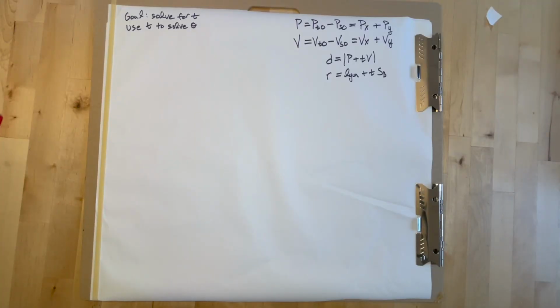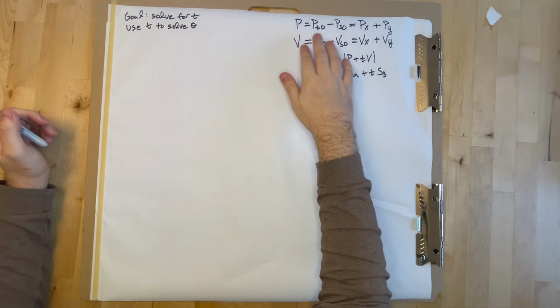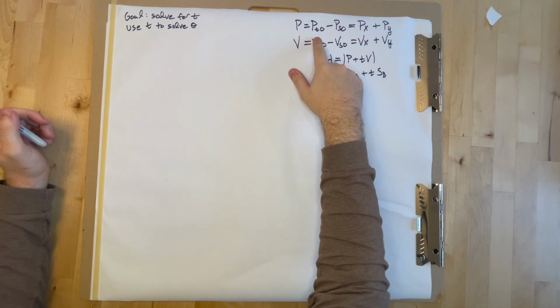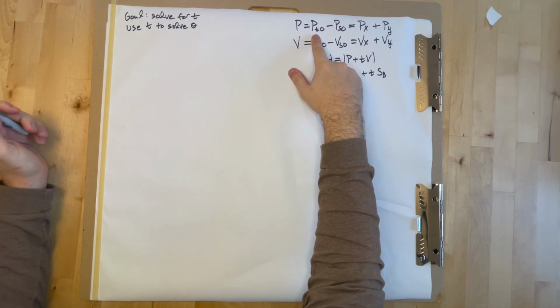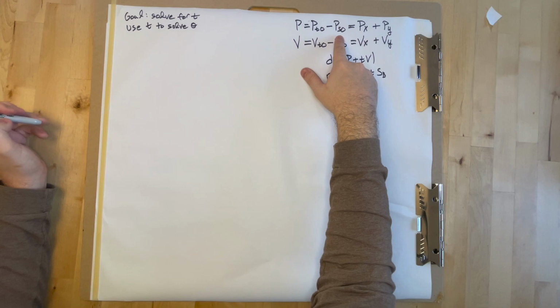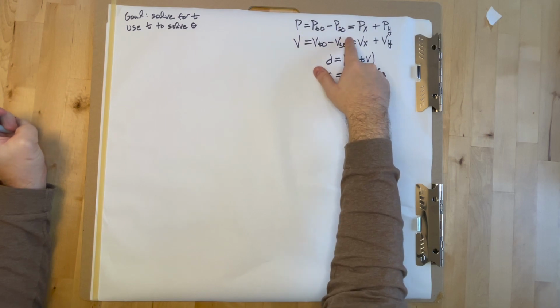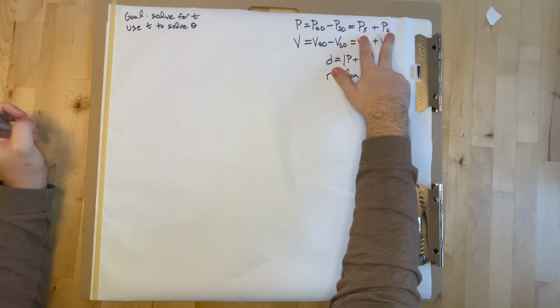Okay, as we discussed, our goal is to solve for t, and then we are going to use t to solve for theta. That is the angle that we need to aim to hit the target. I've set up our given variables here. We have p is equal to the position of the target at time 0 minus the position of the satellite at time 0, which is equal to, these are conveniences.